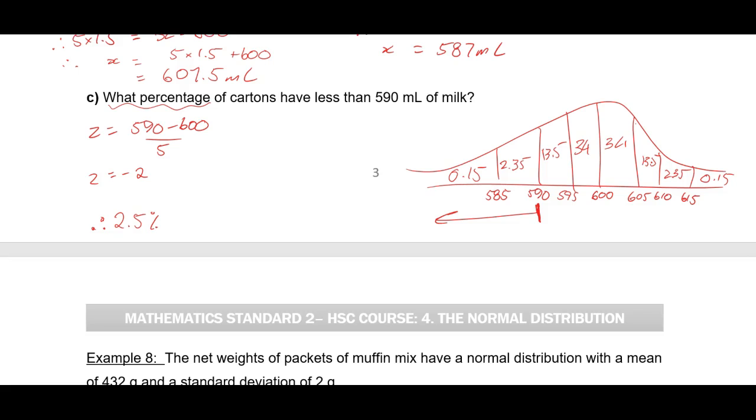Now, somewhere you need to show your working here. This probably is enough to show your working. I think this is a good way. This is your working for this question. This shows that you understand here's two standard deviations, less than 590, and my percentages that I'm adding together. So 2.5% of cartons. Yeah, working in for the rest.